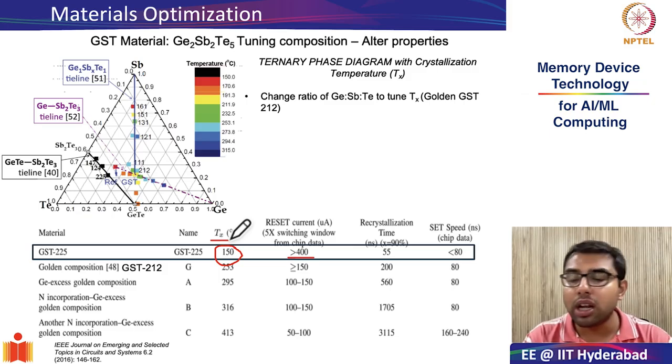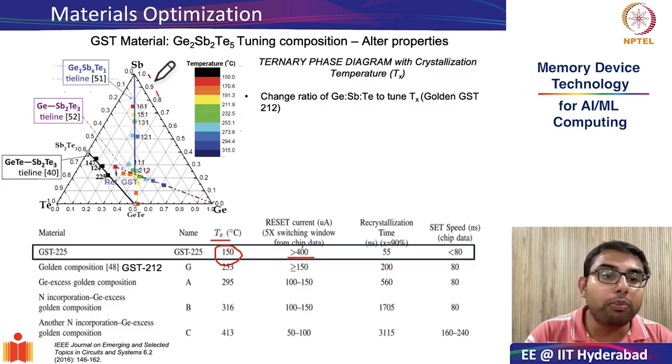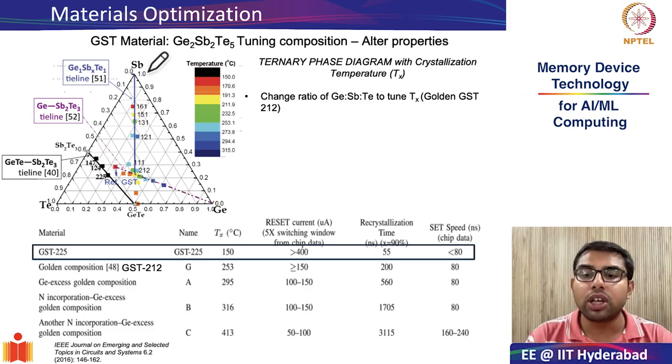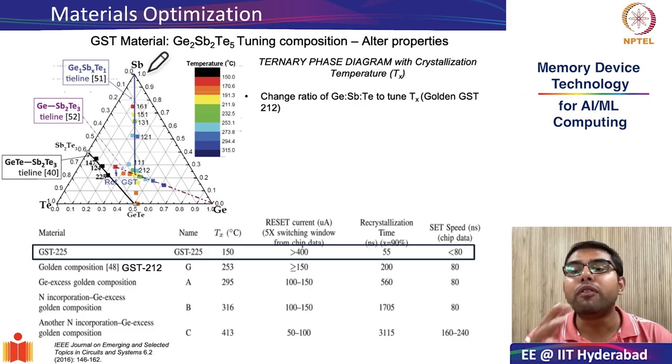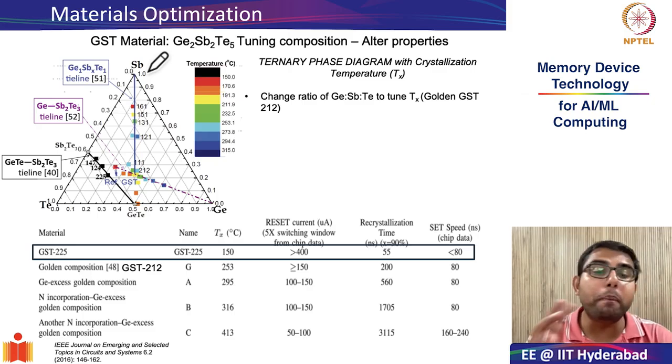And the way to do that is to take a deep look at the so-called ternary phase diagram of GST. As you can see from this diagram that I have presented in front of you, the ternary phase diagram of GST basically indicates what are the equilibrium phases and stable compositions that can be formed by mixing germanium, antimony and tellurium in different proportions or stoichiometry.